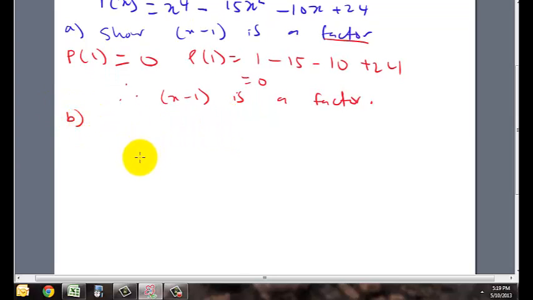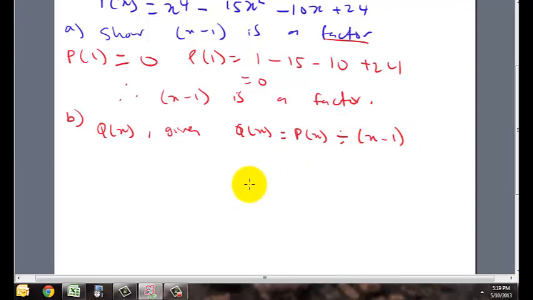All right, B. Find q(x), given that q(x) is equal to p(x) divided by x minus 1. So in other words, just try to find our other factor, right? Our second term. So they're just asking me to divide the polynomial by x minus 1.